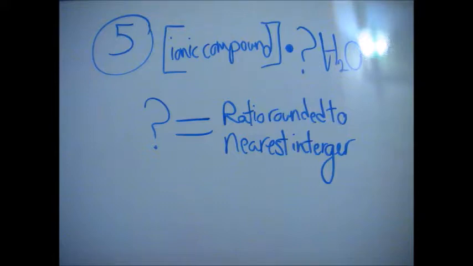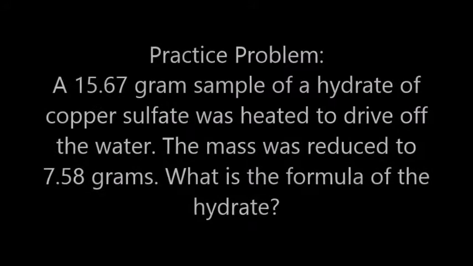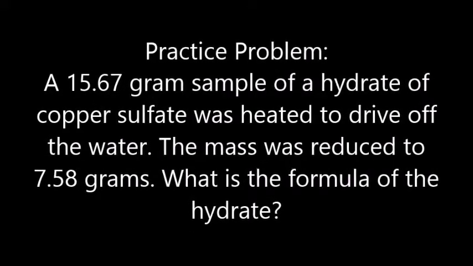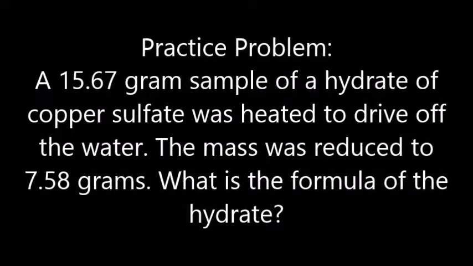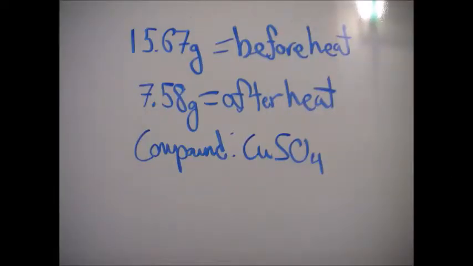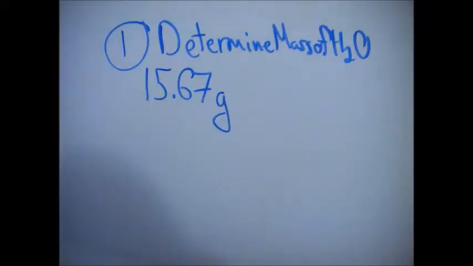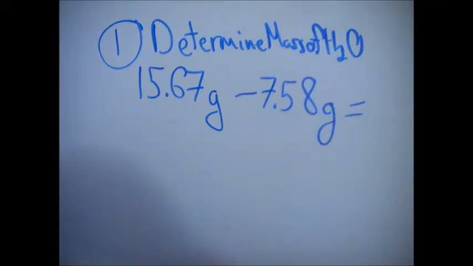Here are some practice problems. A 15.67 gram sample of a hydrate of copper sulfate was heated to drive off the water. The mass was reduced to 7.58 grams. What is the formula of the hydrate? First step, determine the amount of water in the substance. 15.67 grams of the hydrated sample minus 7.58 grams of the heated sample is 8.09 grams of water.